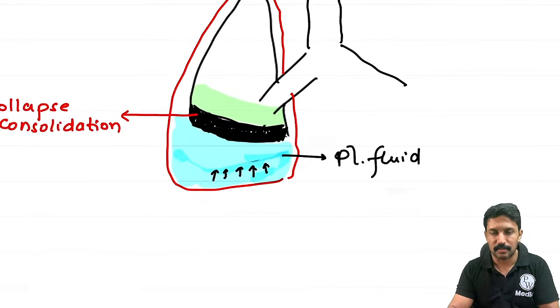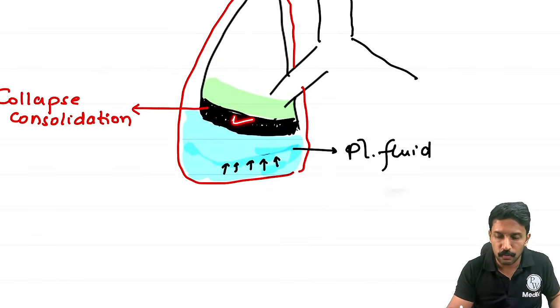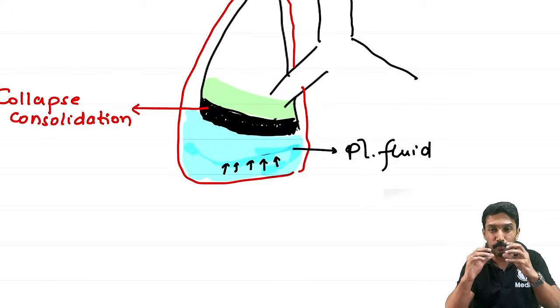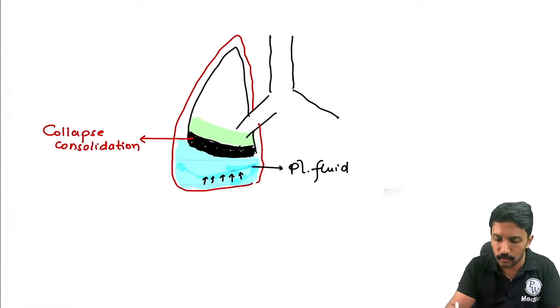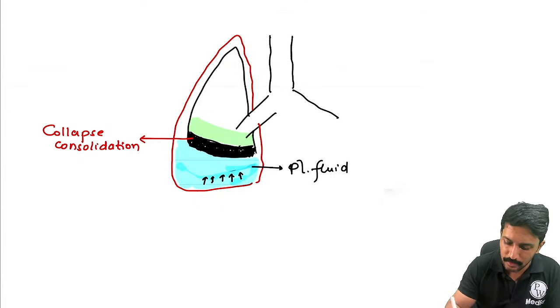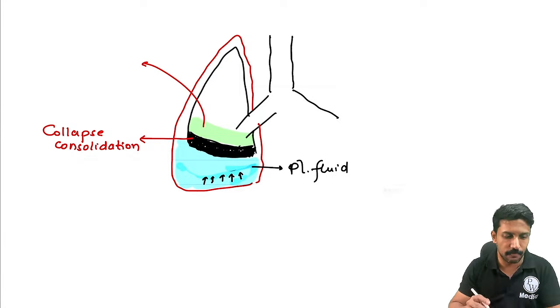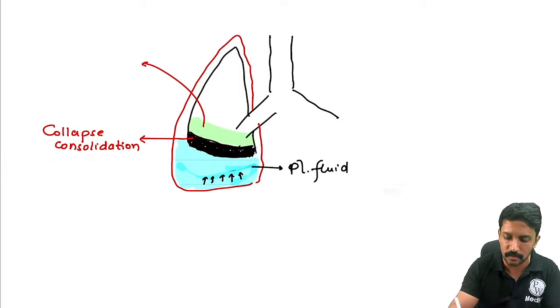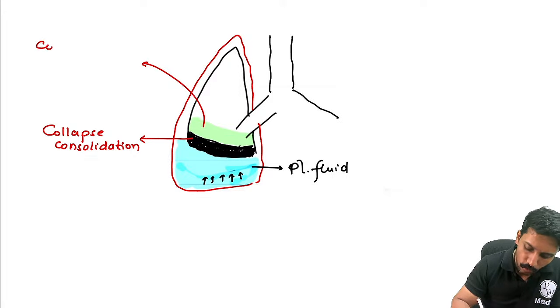So we will call that, simple से word में कहूँ तो ये collapse हुआ तो अब इसके ऊपर का थोड़ा सा लंग expand हो जाएगा या hyper inflate हो जाएगा. So just above this collapse we have a hyperinflated lung. So this portion is hyperinflated. It is hyperinflated to compensate for the work done by the collapsed lung. So we will call it compensatory hyperinflation. Many teachers use the term compensatory emphysema.